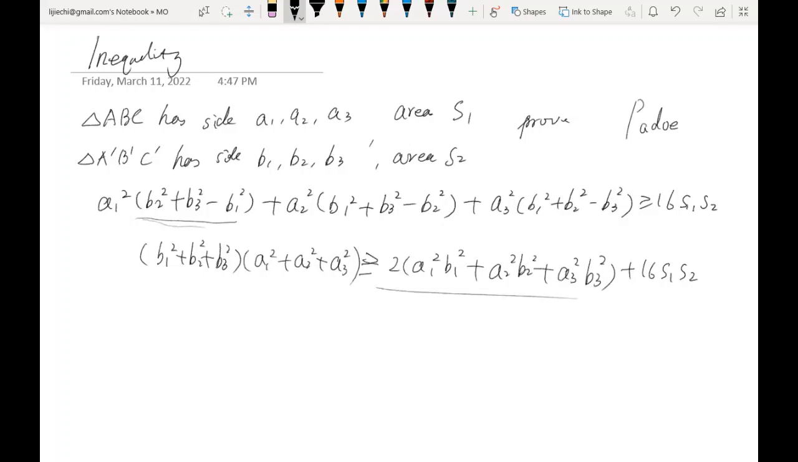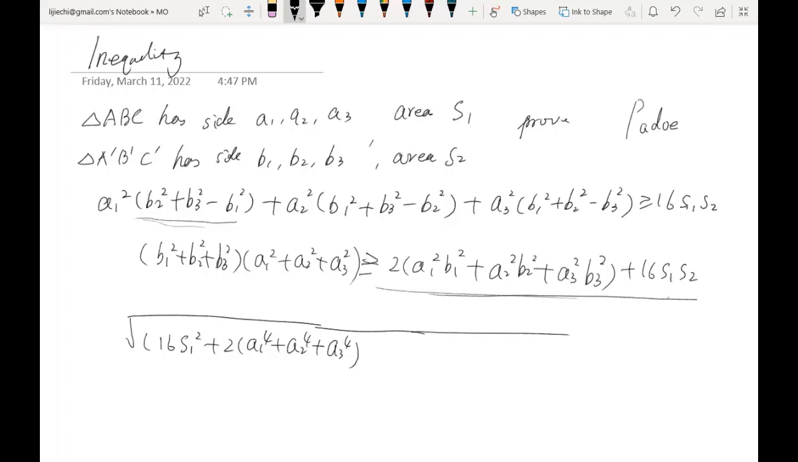Look at this. We're thinking you apply Cauchy on the left side. And this one, we know this, the right side, this step is less than or equal to 16 x1 square plus 2 times A1 to the fourth power plus A2 to the fourth power plus A3 to the fourth power, times 16 x2, B1 to the fourth power, B2 to the fourth power, B3 to the fourth power.